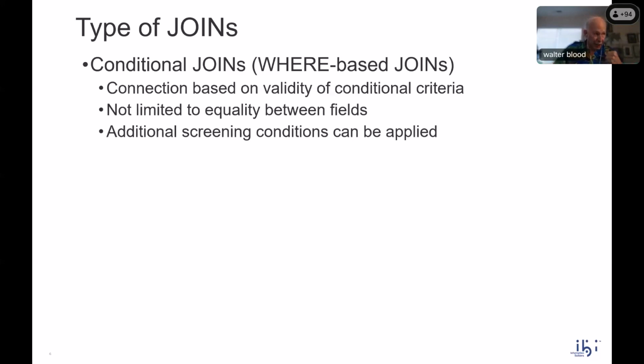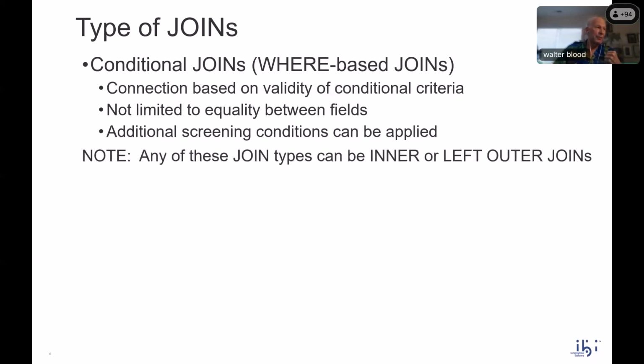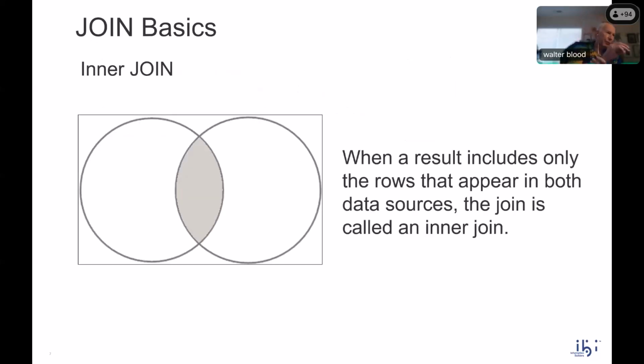You can add additional screening conditions to this. Now, the joins that we've been looking at can both exist as inner or left outer straightforwardly. In some cases, we now support right outer and full outer joins for relational data types, for relational databases. Those are also available. Basic inner join, it's fairly simple.